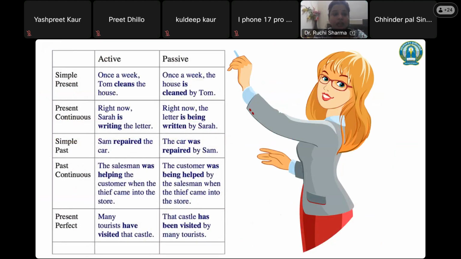Can we quickly read out a sample example from present continuous tense? Once a week, Tom cleans the house. Once a week, the house is cleaned by Tom. Okay, do you see how "is cleaned" is converted? Okay, read the next sentence.